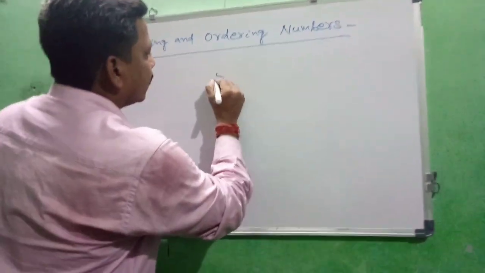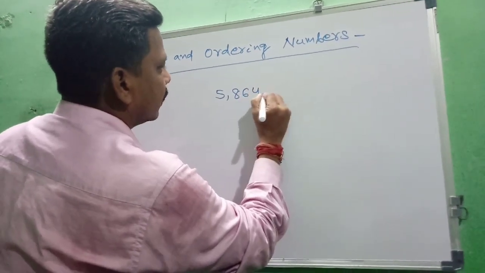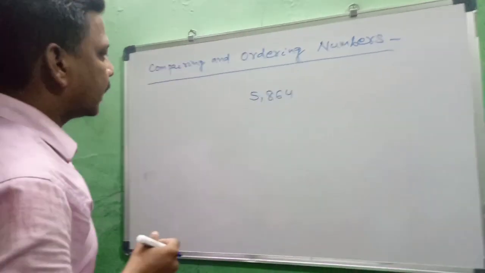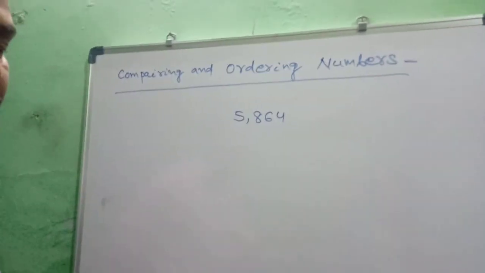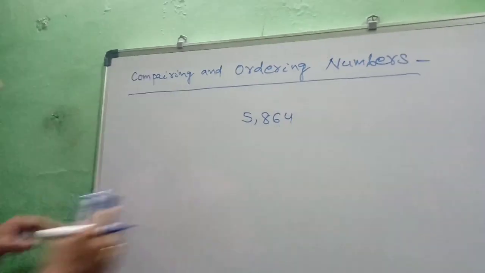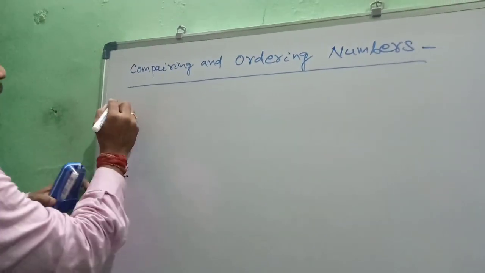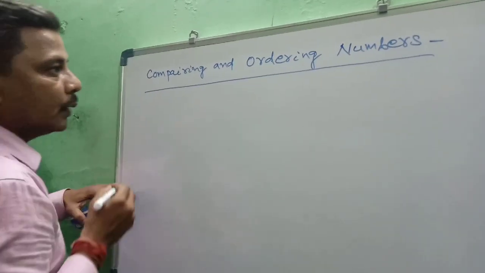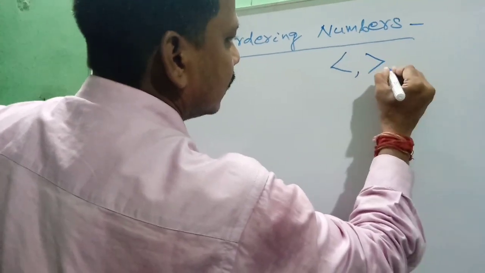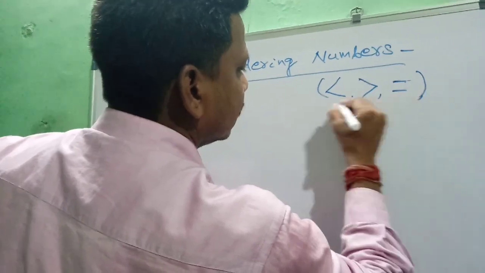Look at the number. Here I have written 5864. Can I compare this number itself? No. I cannot compare 5864 by itself. Okay. For comparing numbers, we have to follow certain rules. And we put less than, greater than, or equal sign for comparing numbers. Okay.